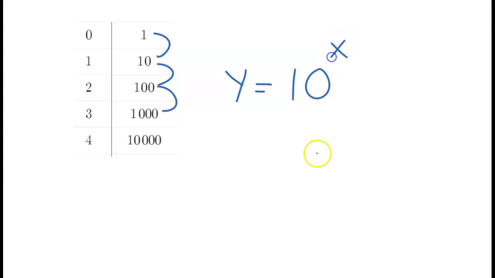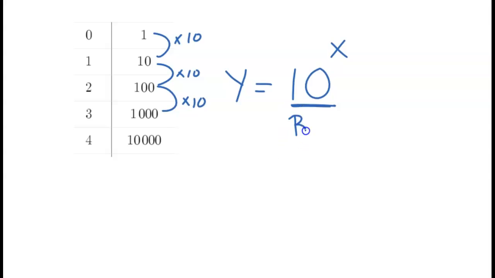So what's the equation that's going to go with this table? What am I multiplying by each time? So y equals 10 raised to the x. Does that match this table? This number here is my multiplier. I'm multiplying times 10, times 10, times 10.